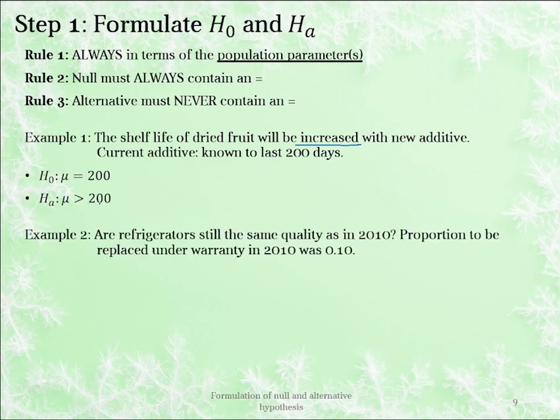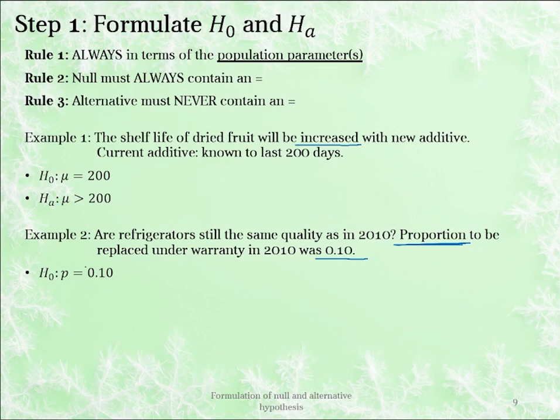Now, the next example, we might want to know, are refrigerators still the same quality as in 2010? Proportion to be replaced under warranty in 2010 was 0.1. So you can see here immediately, we're not working with the mean, we're looking at the proportion. We're interested in what proportion will be replaced under warranty. So again, our null, nice and easy. We are dealing with proportion. Notice it's not p hat, it's p because it's the population parameter. And we want to assume that it's still 10% that needs to be replaced.